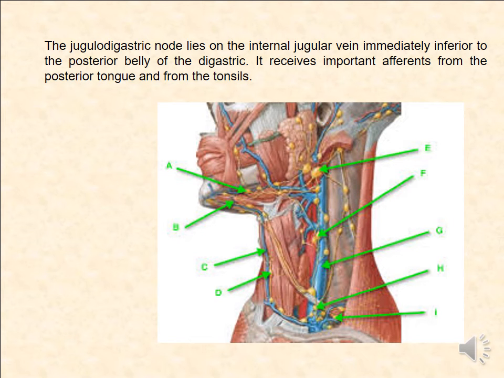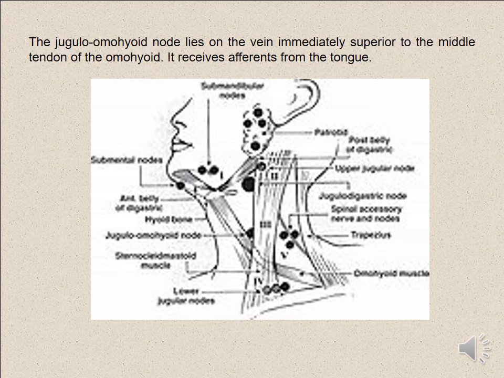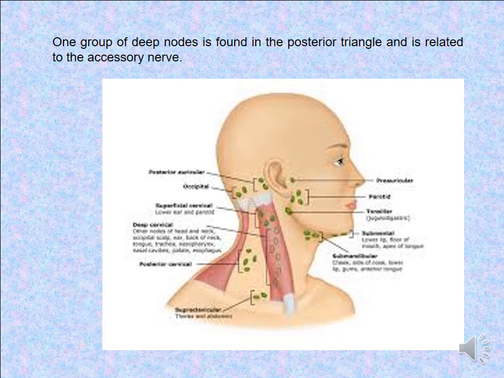The jugulodigastric nodes lie on the internal jugular vein immediately inferior to the posterior belly of the digastric muscle. They receive important efferents from the posterior triangle and from the tonsil. The second group, the jugulo-omohyoid nodes, lie on the vein immediately superior to the intermediate tendon of the omohyoid muscle. They receive efferents from the tongue. One group of deep nodes is found in the posterior triangle, related to the accessory nerve.